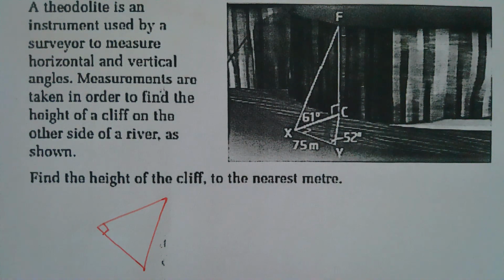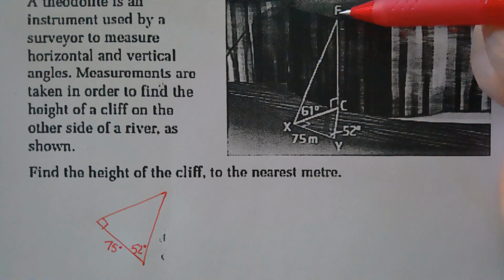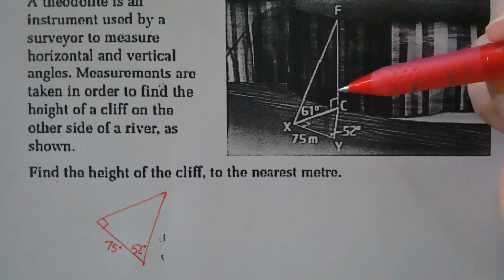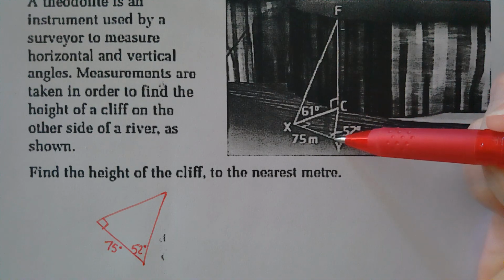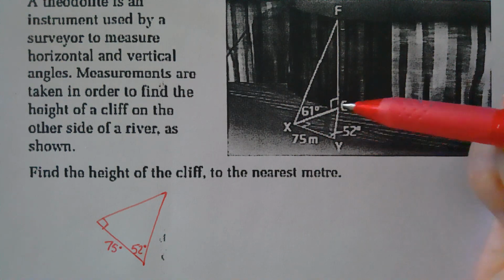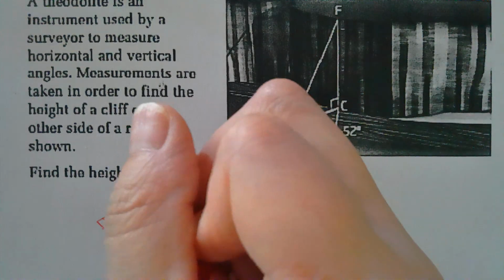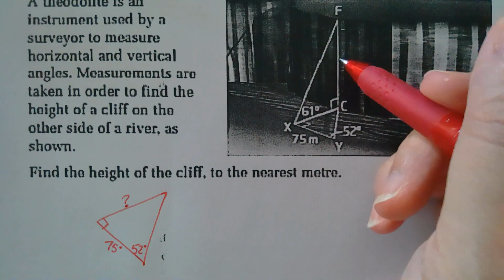All right. This one, 52 degrees, 75, and I'm trying to find FC. Do you think it's useful to find how long CY is? No, it's not going to help me with that triangle. Is it going to be useful if I find out how long XC is? Yes, so that's what I want to find out. So my first step is to find out how long this is. Once I have that, I can use that information to find FC.